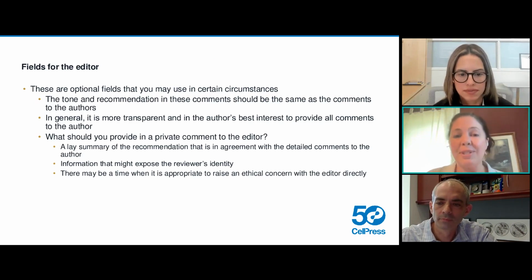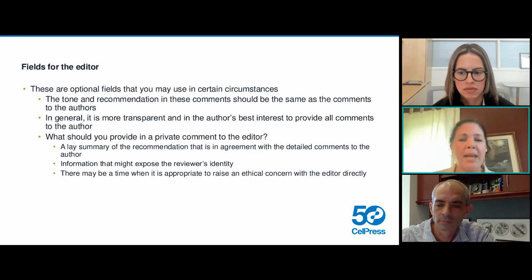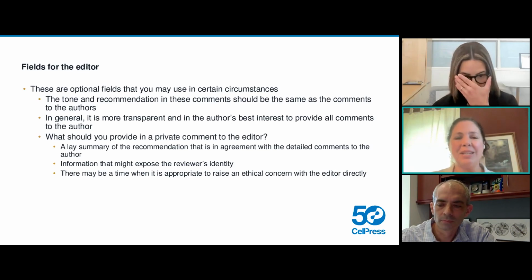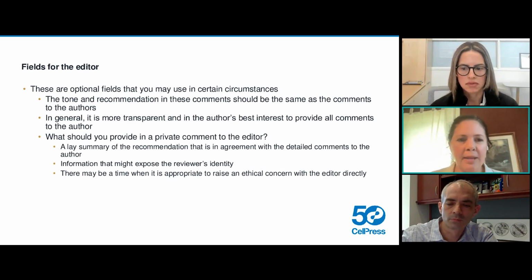So you'll notice that there were some fields for the editor on this screen. I just wanted to take a moment to talk about what should go in that editor comment field. One thing that's really important is that the tone of those comments to the editor, like we were talking about before, does need to match the tone of the comments to the author. It can be tempting to put something very casual in that box, so think carefully about how you want to use it.